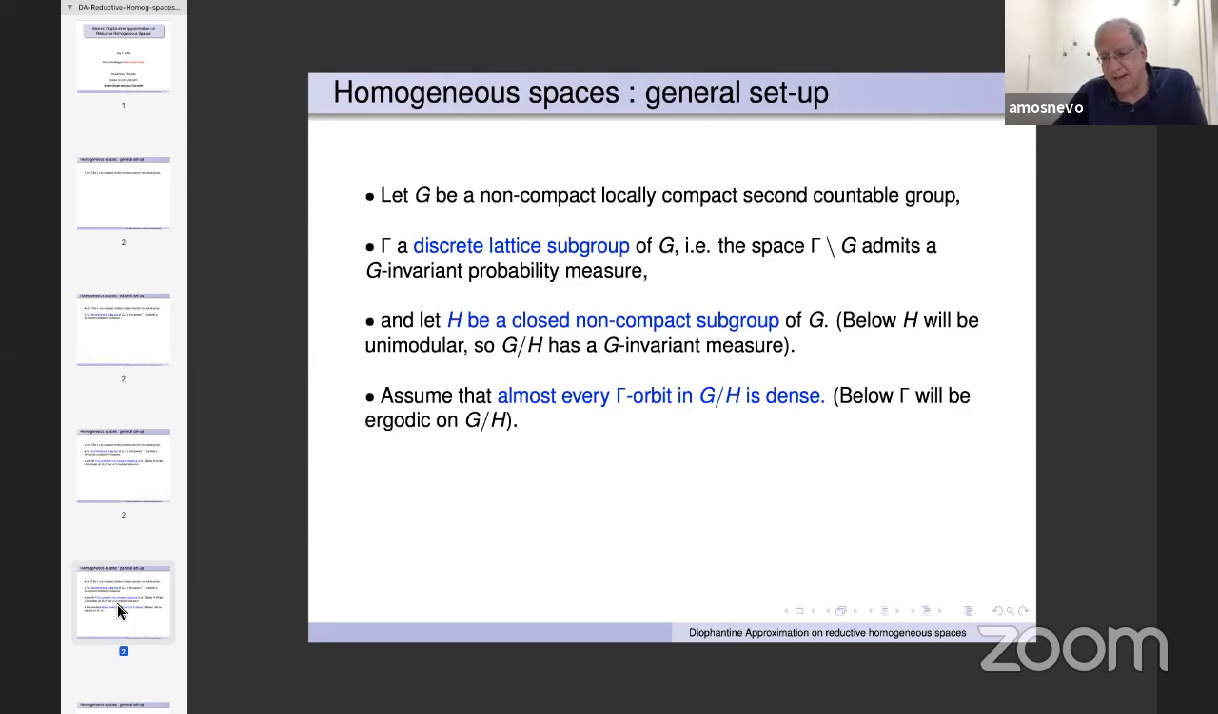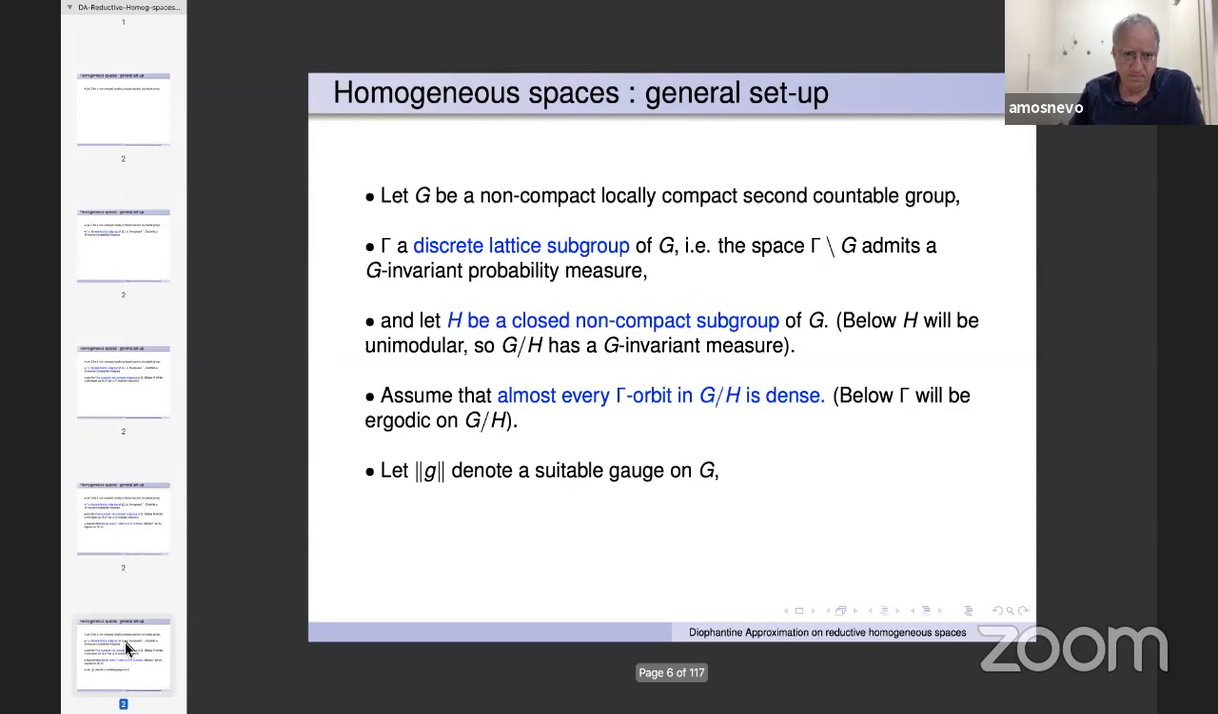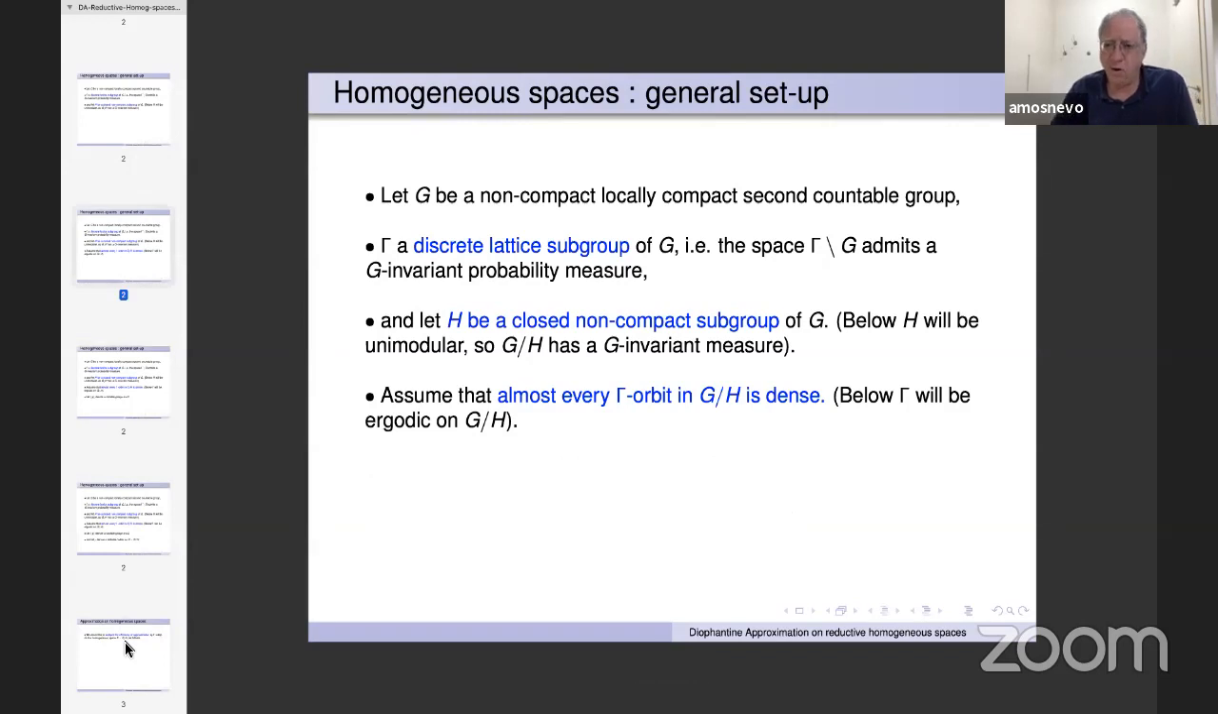And in fact, in everything we're going to do below, gamma will in fact be ergodic on G mod H, which of course implies the previous condition. And we will comment on the fact that this assumption is very, very common, very easy to satisfy.